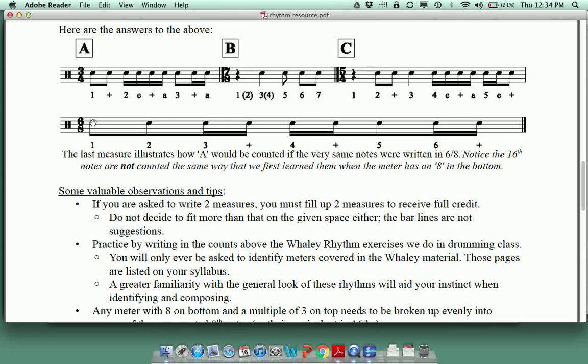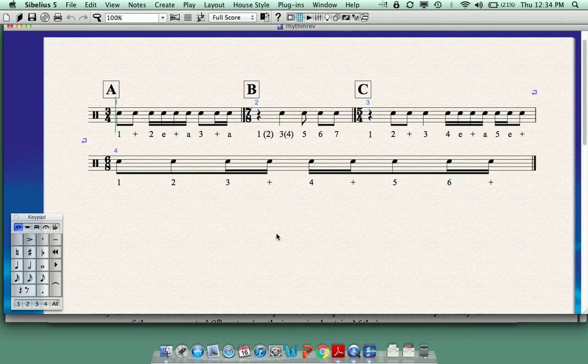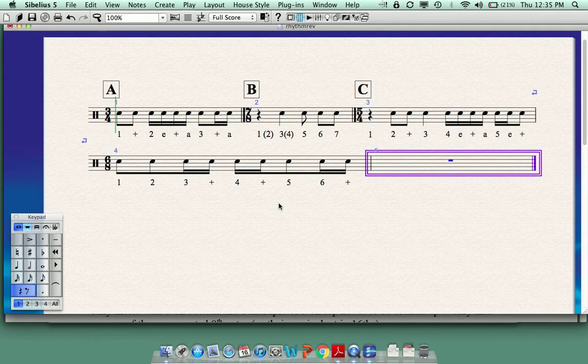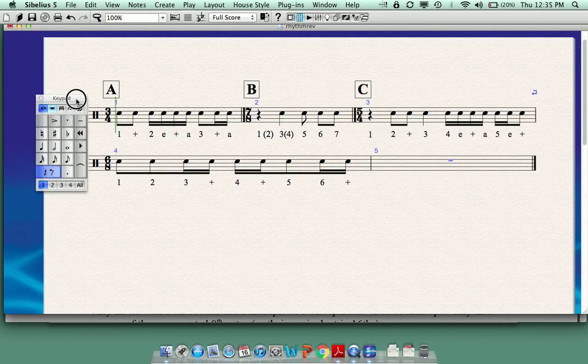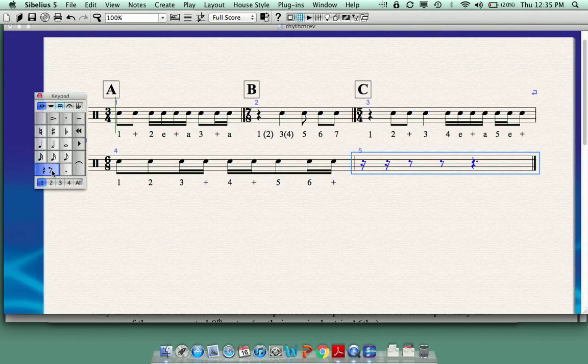Sometimes I'll ask you, like for example, this 6/8. Now this is a long measure, but there's only 1 bar line, so I'm only asking for 1 measure. But if we go over, I'm going to go into my other program here. This is the program I use to create this stuff. And I'm going to create, now all of a sudden, a 2-bar exercise. And so here are my options for different notes. So if I filled this up with 16ths, for example, and let's get rid of that, scroll over.